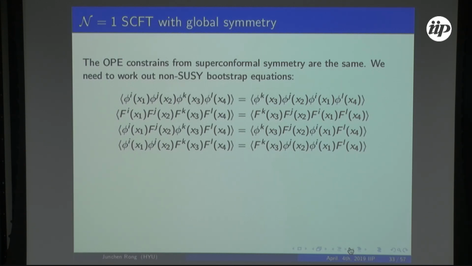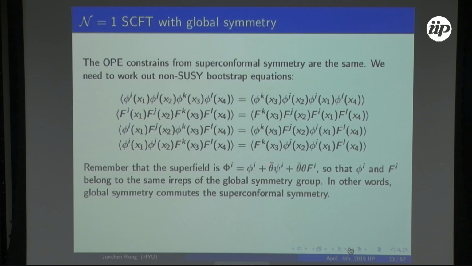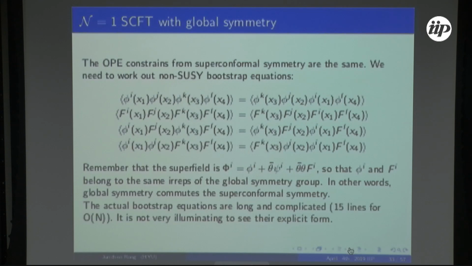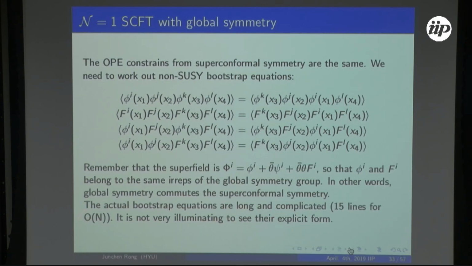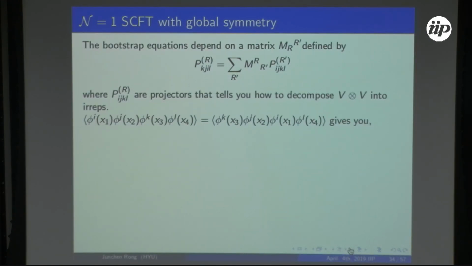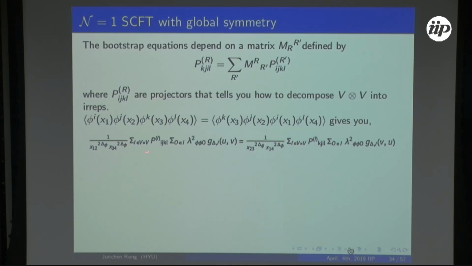So as I said, you just put an index on all the fields. Remember that your field is this, and because the flavor symmetry commutes with superconformal symmetry, they are in the same representation of the flavor symmetry group. The actual bootstrap equations are long and complicated. It is not very illuminating to see their explicit form, but let's see one example. Let's define these so-called projectors. Basically, your four-point function would be decomposed into projectors times some lambda OPE coefficients in this I representation.